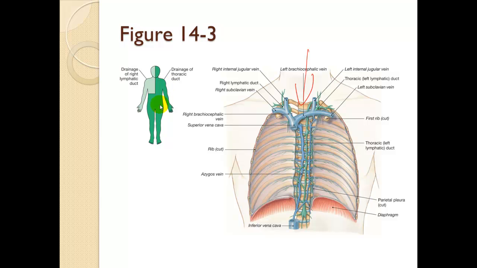The green here is the drainage of the thoracic duct, which is a lot of drainage, and this light right here is the drainage of the right lymphatic duct. They kind of overlap in areas, left and so on. You'll have lymph nodes in this area as well.